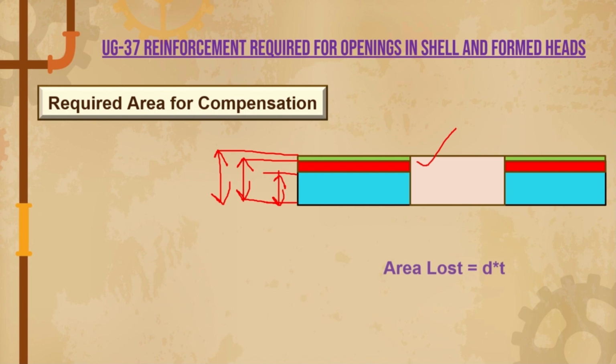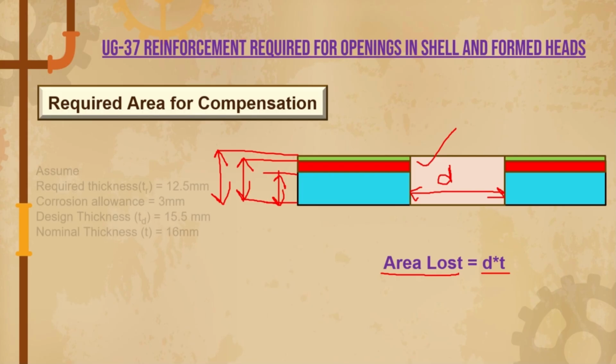So what is the area lost? First we need to calculate the area lost, that is, how much material we lost here due to the opening. This is the required area for compensating the material, right? So area lost is equal to D into T. We know that D is nothing but the diameter of the opening, guys. So T means what? Which thickness do we need to consider?